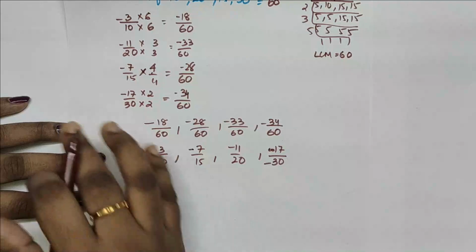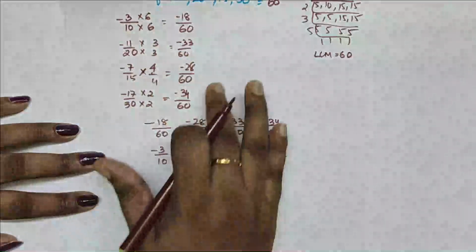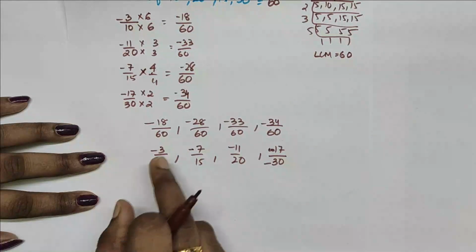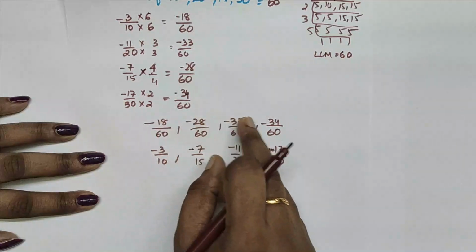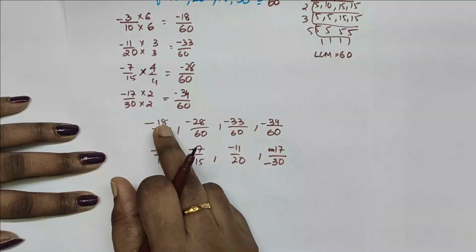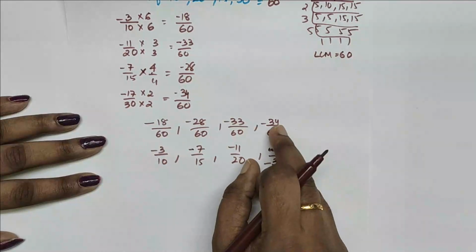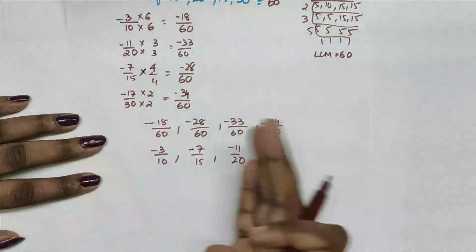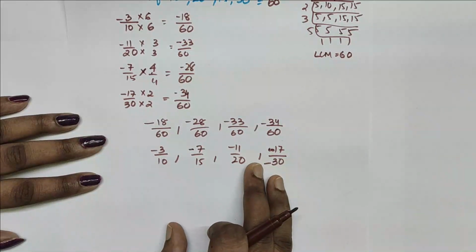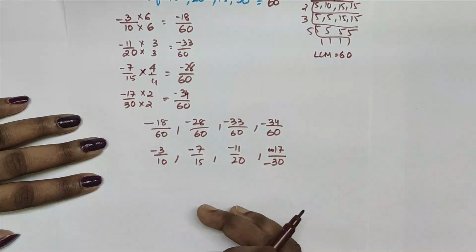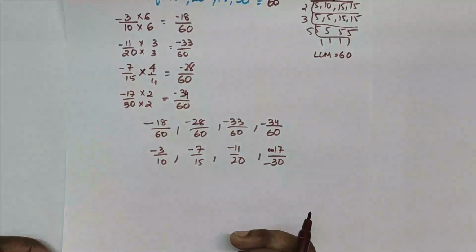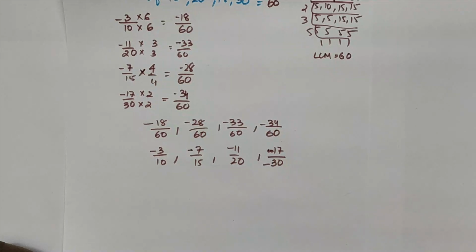So what have I done? Calculated the LCM, converted all the rational numbers into equivalent fractions, then compared the numerators. The smaller numerator is the one with the larger number because it is negative. If it was positive, then we would have done like normal fractions, we would have treated them and arranged. So this is how you can arrange the rational numbers in descending and ascending order.